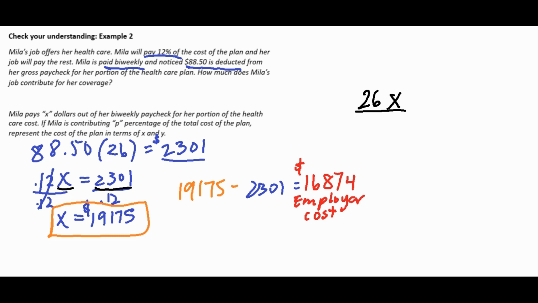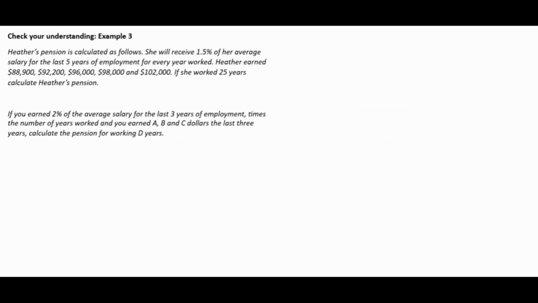And if I know it's only P% of the total cost, I take that number and I divide it by P, because that's what I did with the original formula, 2301 divided by the percentage of her plan. So I'm doing the same thing. 26x represents Mila's portion divided by the P percentage, and that's going to give me the total amount of the plan for Mila's healthcare. Question number 3.